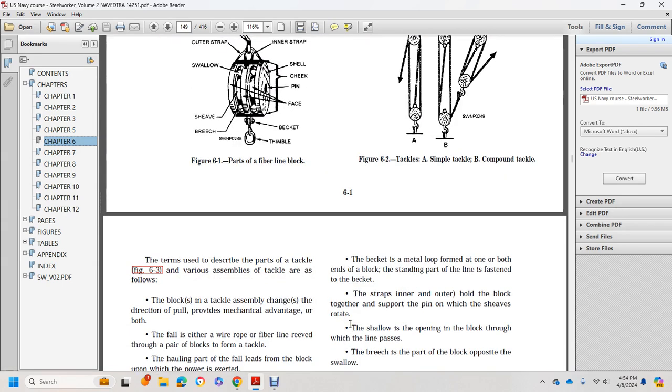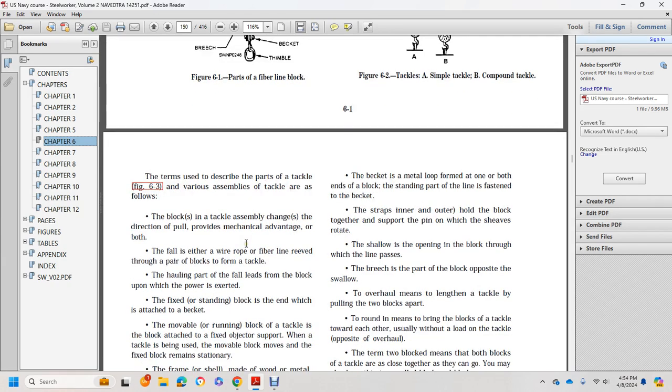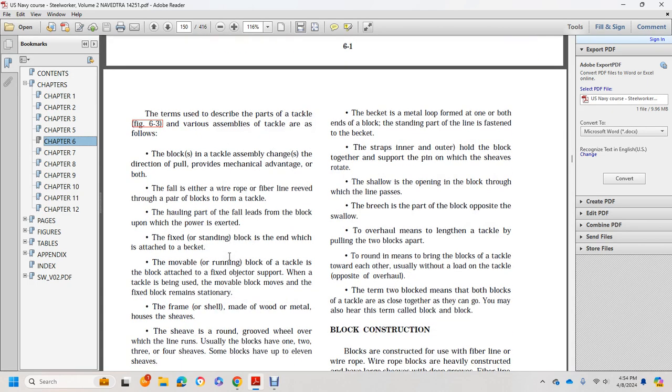Terms describing the parts of the tackle, figure 6.3, vary with the assembly of the tackle. The fall is either the wire rope or fiber line reeved through a pair of blocks to form the tackle. The hauling part of the fall is the lead from the block upon which power is exerted. The fixed or standing block is the one with its end attached to the support. The movable or running block is the block that moves with the load. The fixed object or support is what the tackle is attached to when a tackle is being used.